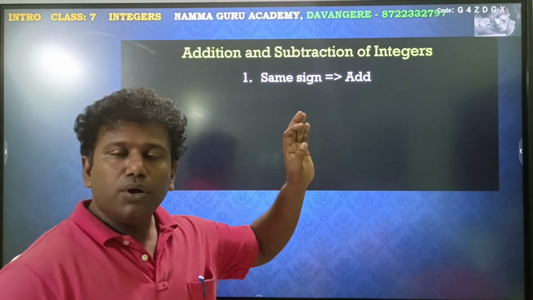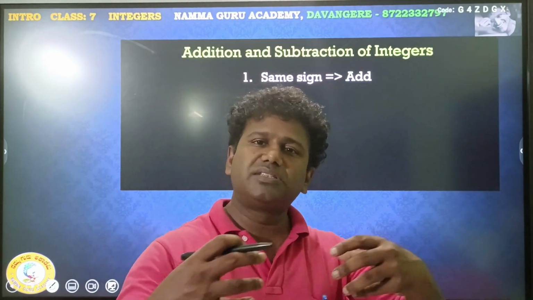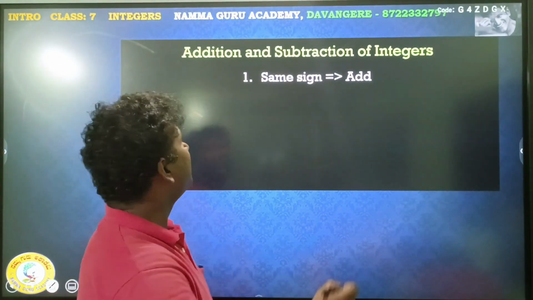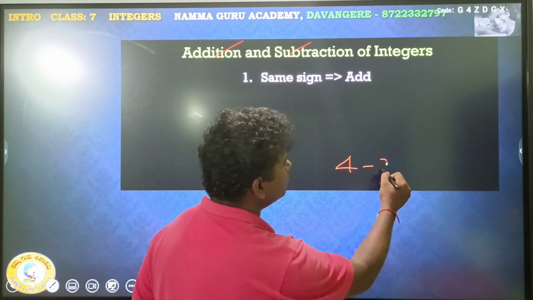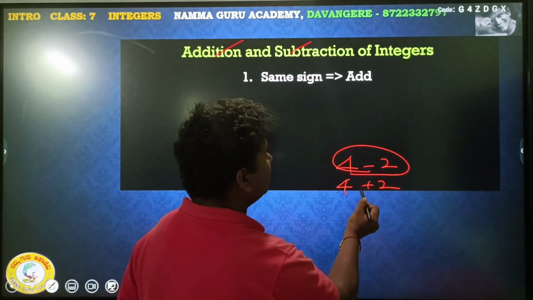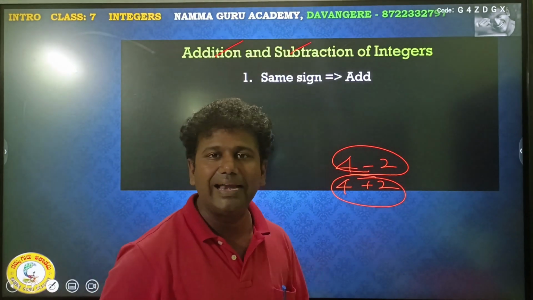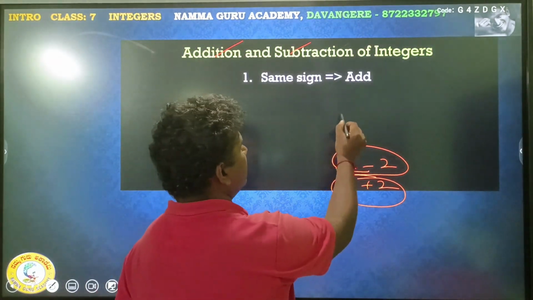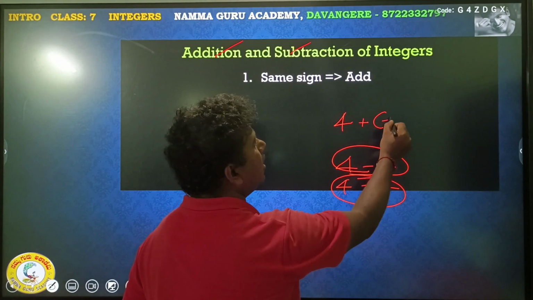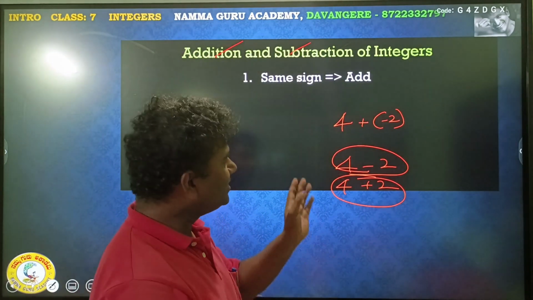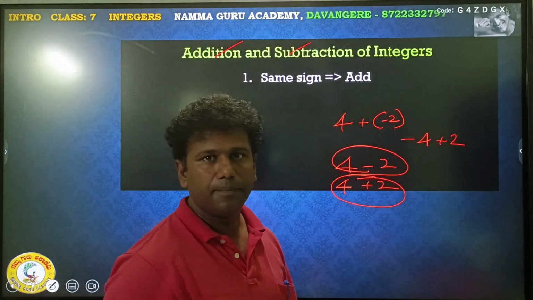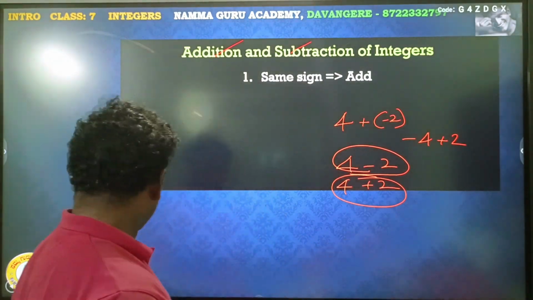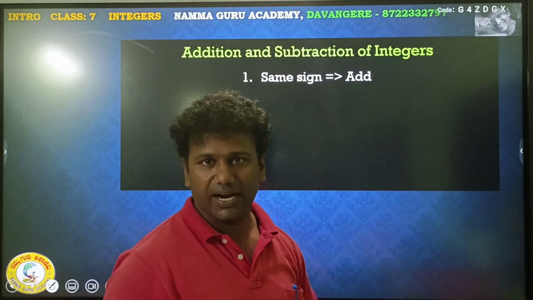Now we are going to understand this. Addition and subtraction. Whenever we have integers, that is positive numbers and negative numbers, how should we decide whether to add or to subtract? In your lower classes, if 4 minus 2 is given, you subtract. If 4 plus 2 is given, you add. But this year, if 4 plus (-2) is given in this way, what should be done? Or -4 plus 2, what should be done? Such questions will be there. So you need to understand when to add and when to subtract.